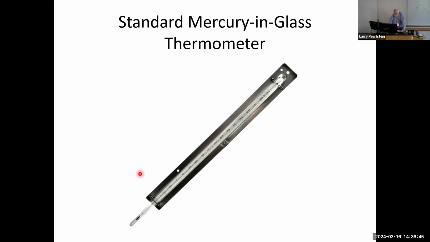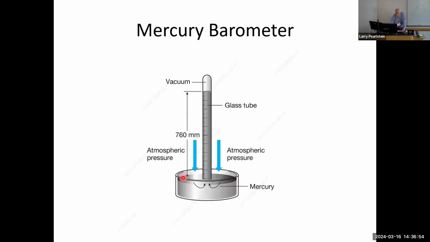But first, we have to look at the traditional ones. Here is the mercury thermometer. We're all familiar with that. The mercury barometer, where you have atmospheric pressure against the surface of the mercury, a vacuum above, and the pressure difference generated by that column of mercury, which nominally for a full atmosphere is 760 millimeters, gives you the barometer reading, which changes slightly, and that's an indication of weather events.